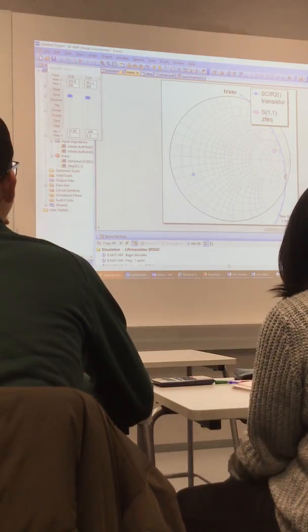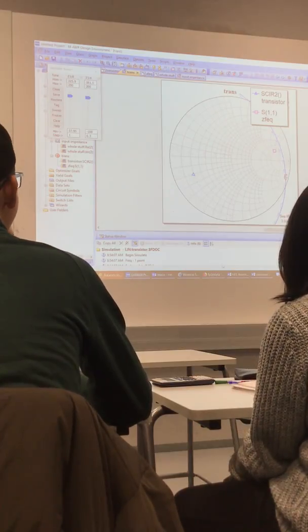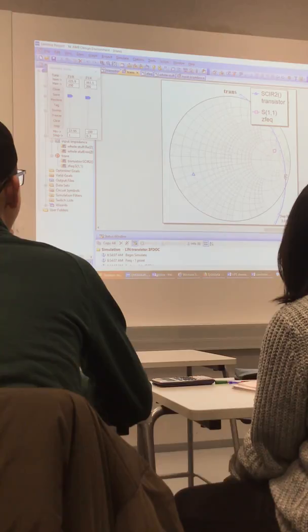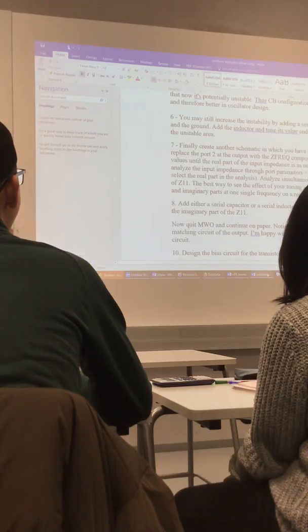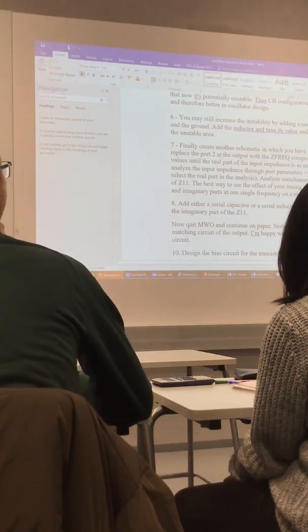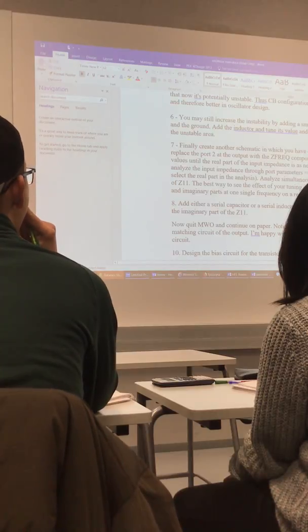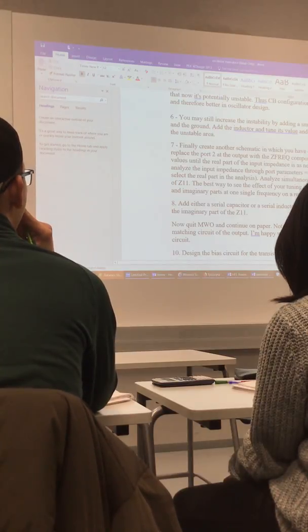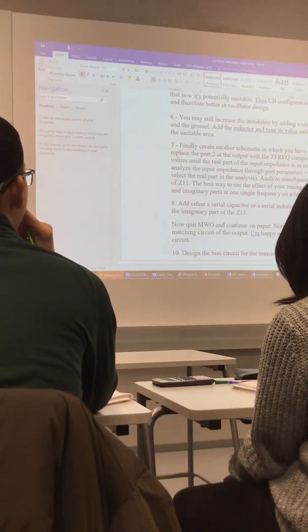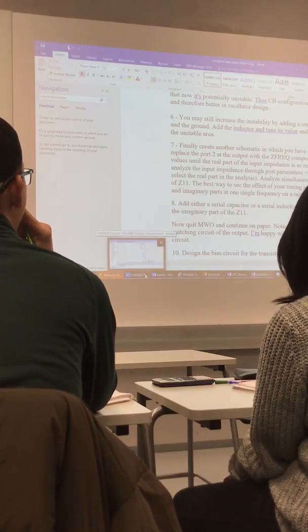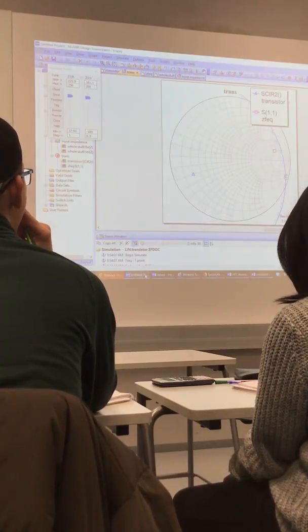And the last thing that I want you to do, finally, is this. It is said here: add either a serial capacitor or a serial inductor to the resonator side to compensate the imaginary part of Z11. What on earth do I mean? I mean this.